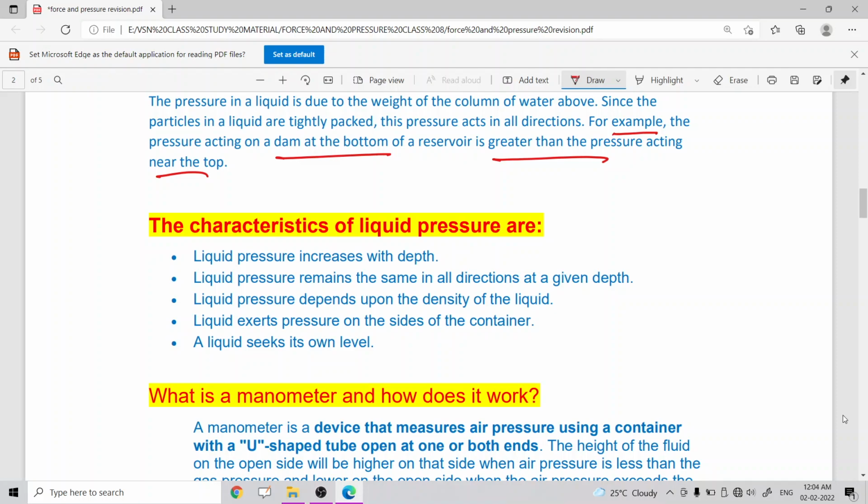Now, what are the characteristics of liquid pressure? Simply, the first one: liquid pressure increases with depth. Liquid pressure remains the same in all directions at a given depth. Liquid pressure depends upon the density of the liquid, liquid exerts pressure on the sides of the container, and a liquid seeks its own level.